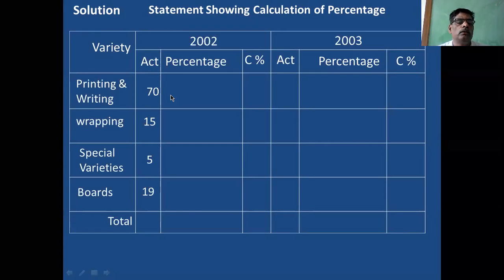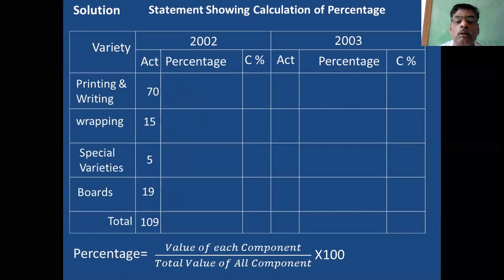Seventy, 15, 5, 19, total 109 is the actual value. Then you have to calculate percentage. How to calculate percentage? Each component value is to be taken at the numerator place and the total at the denominator place. You divide by the total and multiply by 100. The equation is: percentage is equal to the value of each component divided by the total value of all the components, into 100.